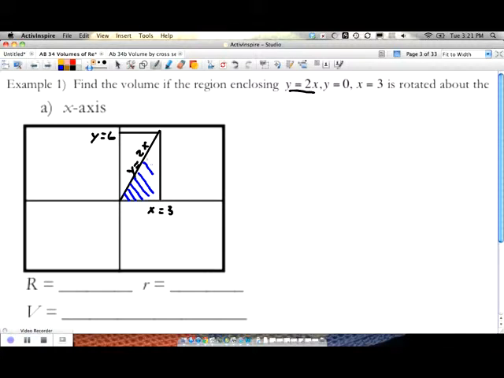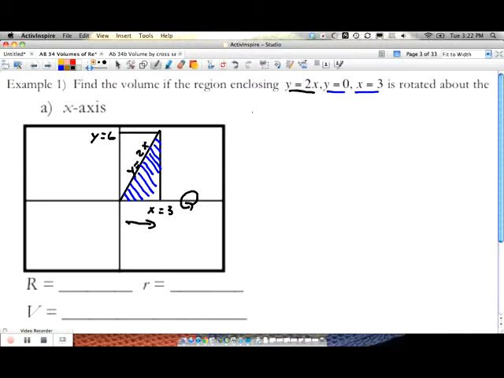It's bounded by these lines, y equals 0, x equals 3, and y equals 2x. So I'm going to be rotating this around multiple different pieces. Let's go ahead and start with the first one. It shows that I want to rotate around the x-axis. If I'm going to rotate around the x-axis, that means that I'll be traveling perpendicular to that direction.